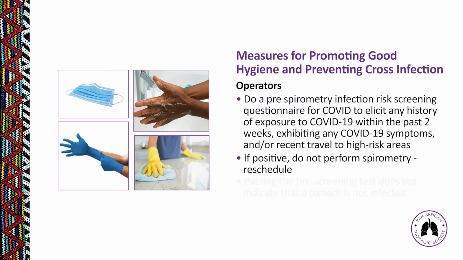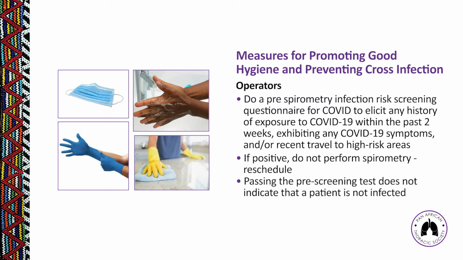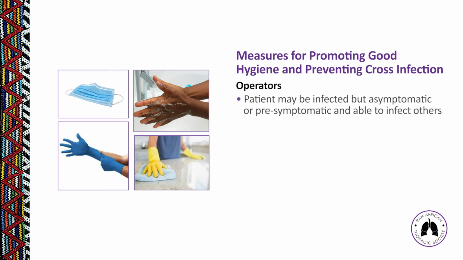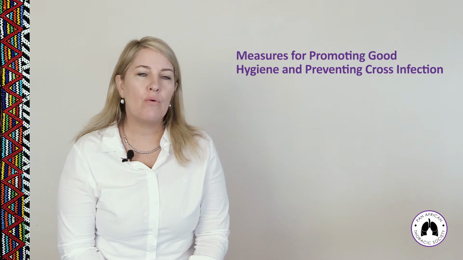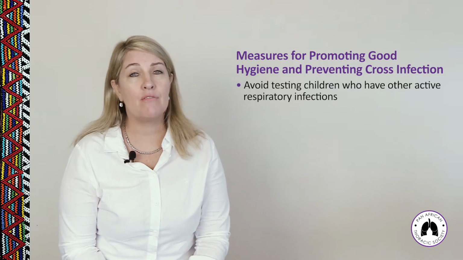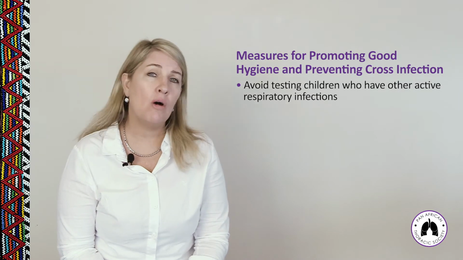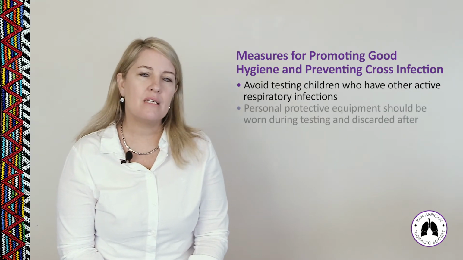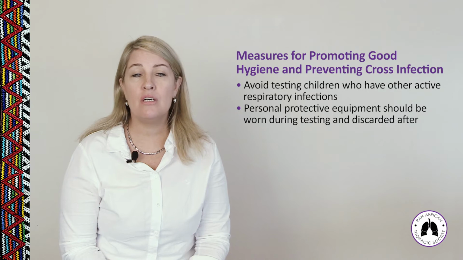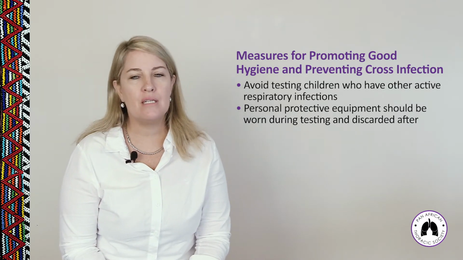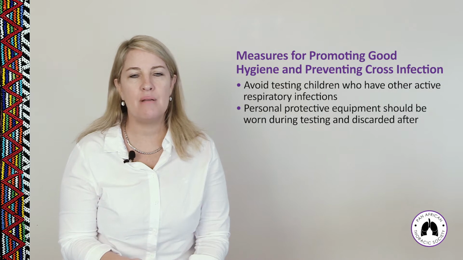be rescheduled. Passing the pre-screening test does not indicate that a patient is not infected. The patient may be infected but may be asymptomatic or pre-symptomatic and still able to affect others. And we need to bear this in mind when we think about the infection prevention measures we take when testing. Importantly, the technician should avoid testing children who have other active respiratory infections like TB or even a common cold or the flu. Personal protective equipment consisting of a plastic apron, gloves, a face mask, and a face shield or eye shield should be worn during testing and should be discarded after each child has been tested.